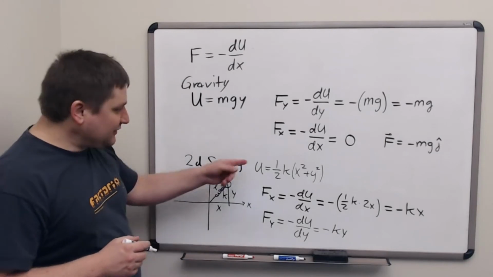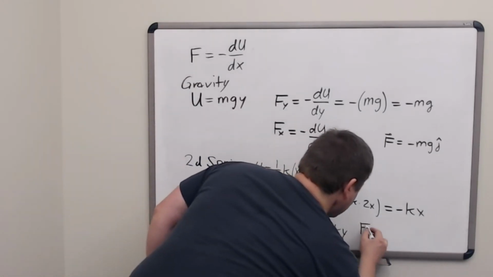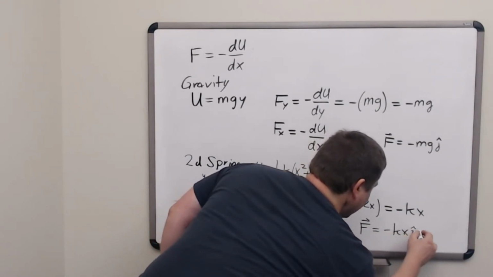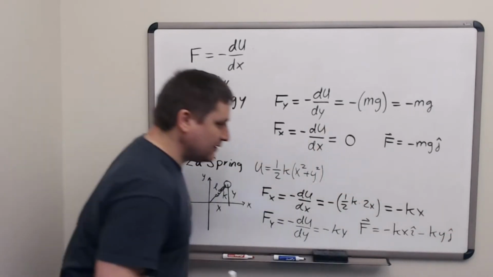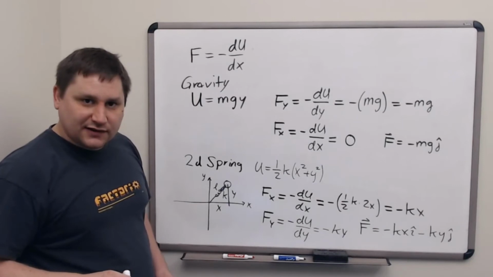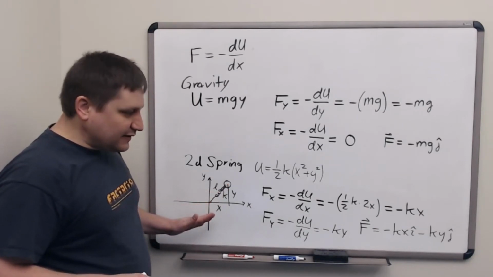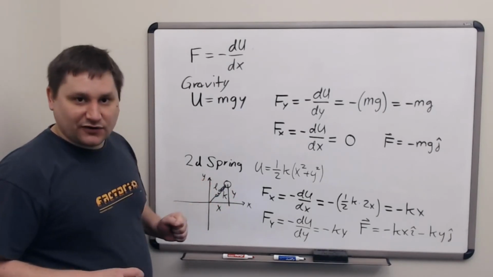Therefore, this potential energy function generates a force vector that is minus k x i hat minus k y j hat. In other words, there is a force that is directed always towards the origin that is proportional to k and proportional to the distance from the origin.